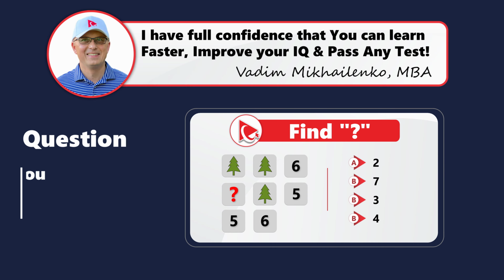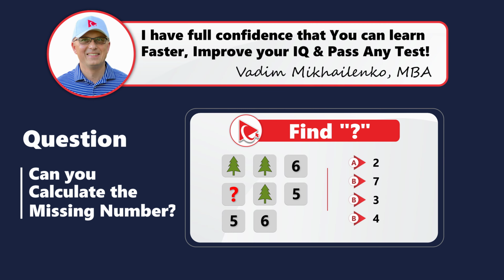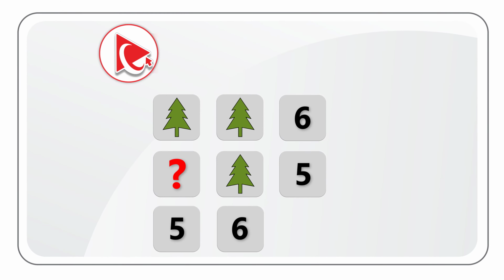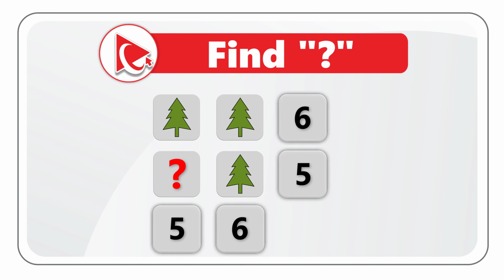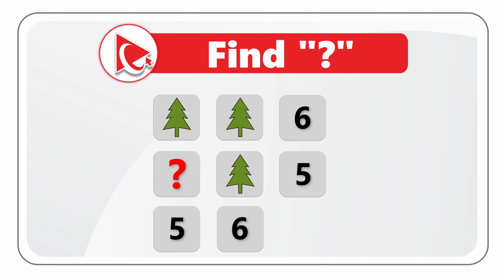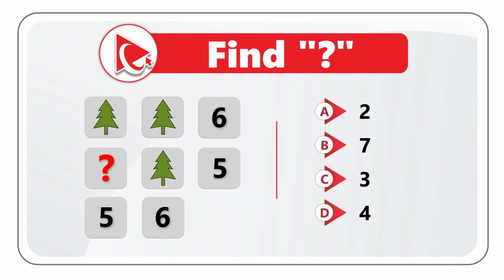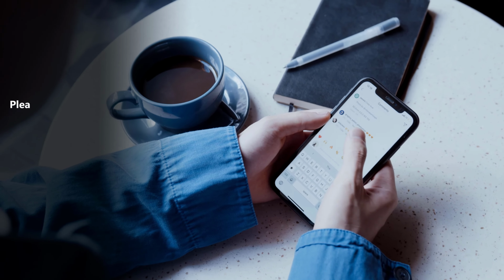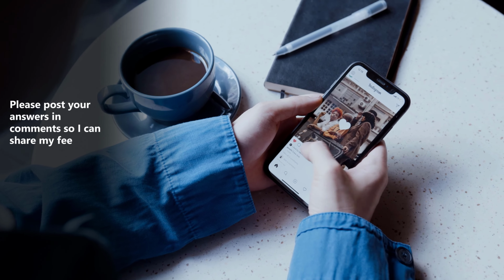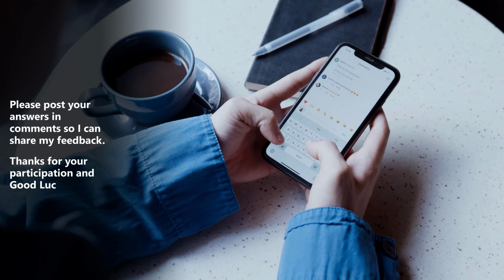And now I have a surprise question for you. You're presented with a 3x3 matrix, which contains evergreen trees, numbers, and a missing number represented by the question mark. You need to calculate the question mark and select the right answer out of 4 possible choices. Choices A, which is represented by number 2, B, number 7, C, number 3, and D, number 4. Take a close look, maybe pause this video to see if you can come up with the answer. Once ready, make sure to post your answer in comments so I can share with you my feedback. Thanks for participating and good luck.